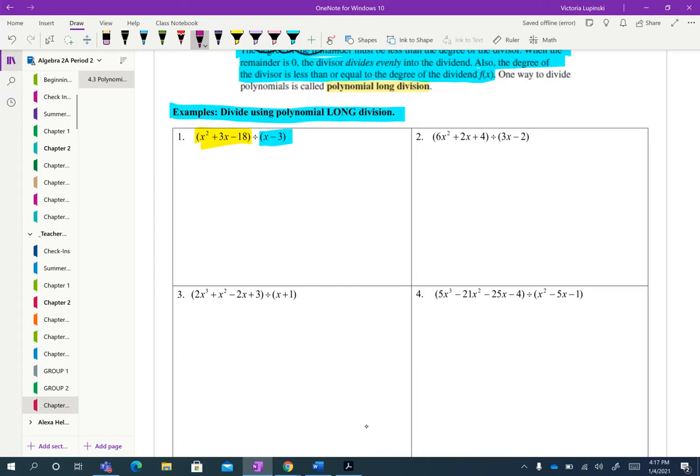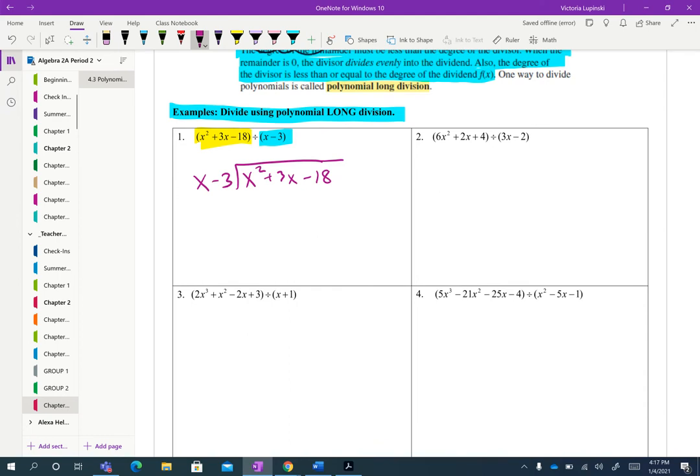What you're going to do is start this just like you did the problem up top. You're going to go ahead and draw a division bar. You are going to carefully put the dividend underneath, so x squared plus 3x minus 18. Make sure your division bar goes all the way across. And then you're going to put the divisor, x minus 3, on the outside.